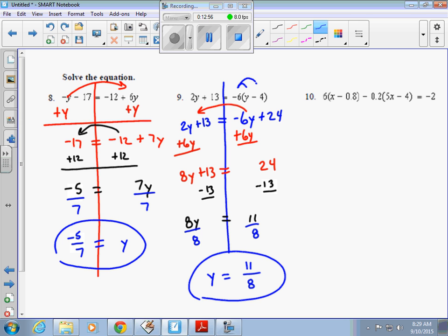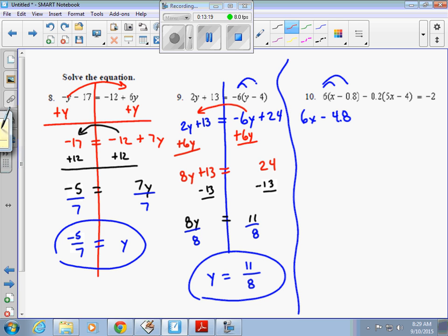You have to distribute both sides, or you have to distribute both of these parentheses for number 10. Not both sides of the equal sign, but both parentheses. 6 times x is 6x. 6 times negative 0.8 is like negative 48, but you have a decimal in the middle because it's not negative 8, it's negative 0.8. Also distribute negative 0.2 to those is negative 1.0x.